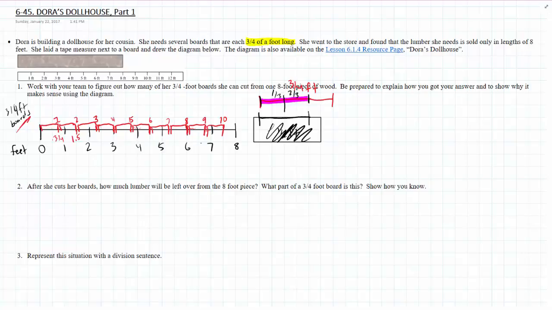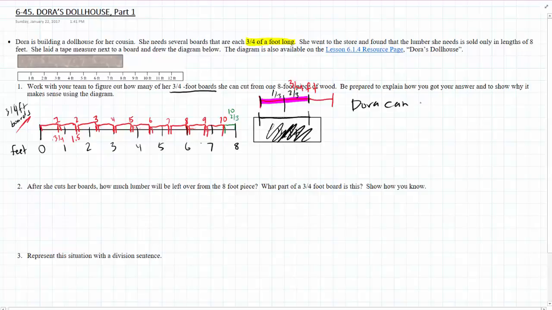So this last piece right here, I'll do it in green. This last piece is another 2/3 more. So that would be 10 and 2/3 total. So to answer the question, work with your team and figure out how many of the 3/4 foot boards she could cut.